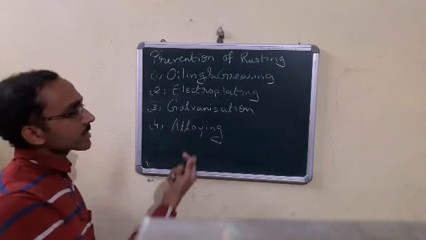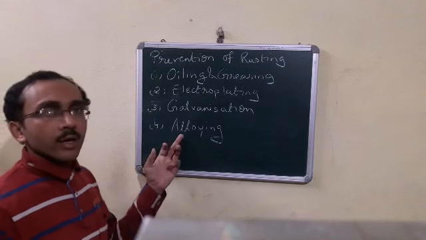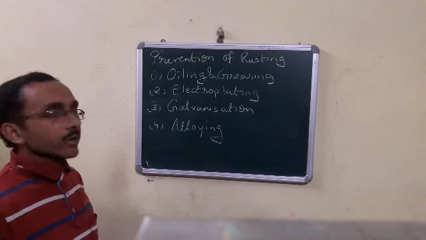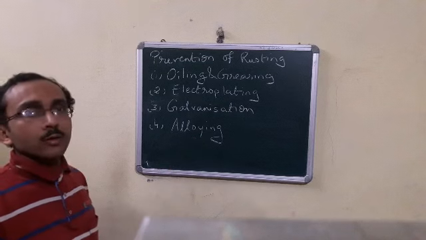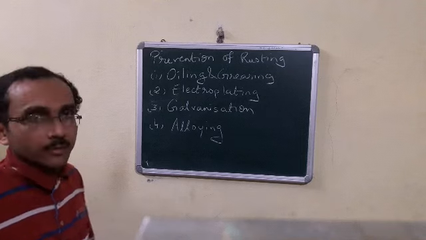Next one is alloying. When we are alloying iron with carbon, then it becomes steel, and when we are alloying iron with chromium or nickel, then it converts into stainless steel, which prevents rusting of iron.